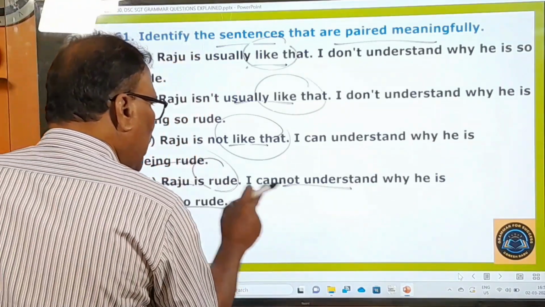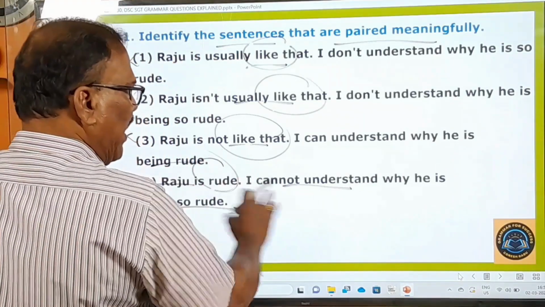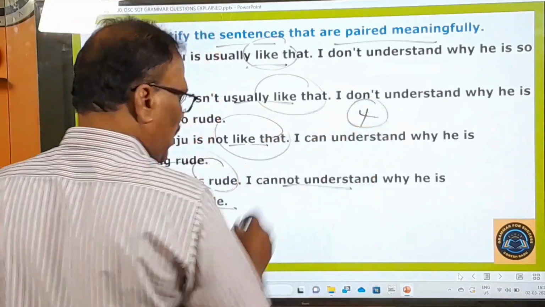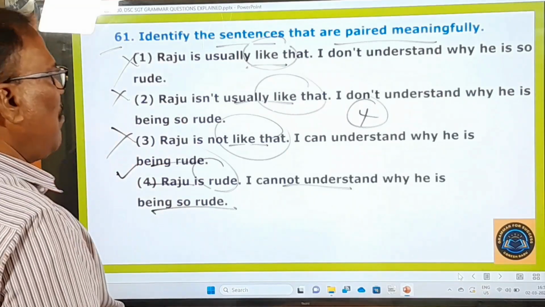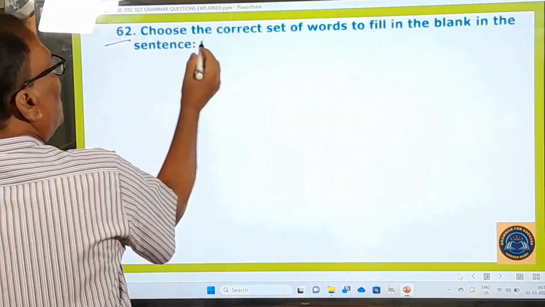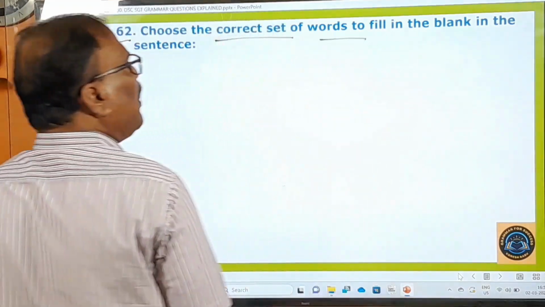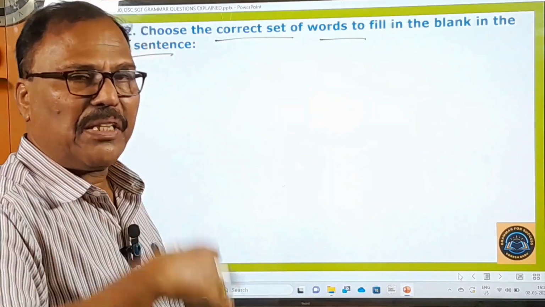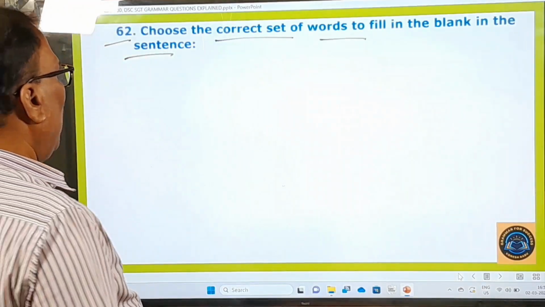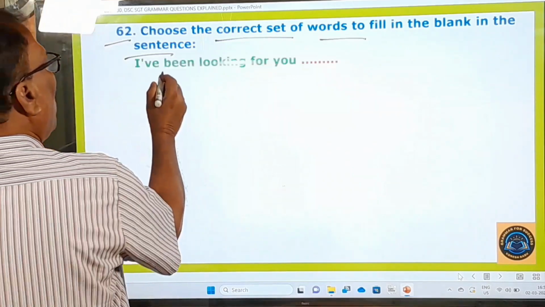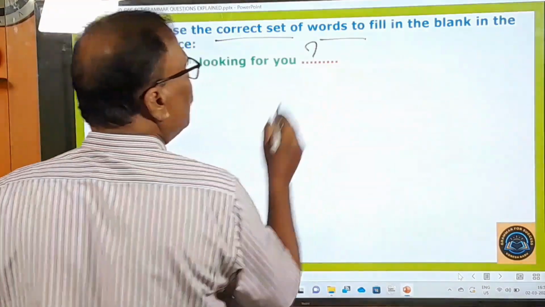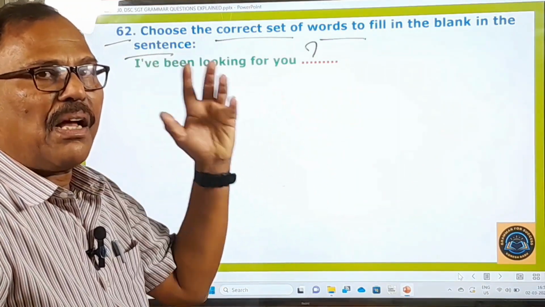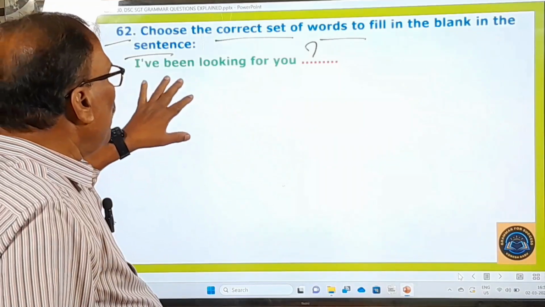Here these two statements are meaningfully paired or joined. So your answer is going to be the fourth one. All other options are wrong. And now let's move on to the next question. 62nd question. Choose the correct set of words to fill in the blank in the sentence. You have to choose the correct set of words to fill in the blanks that are given in the sentence. What is the sentence? I have been looking for you. Some blank is given. You have to choose the correct answer from the 4 options given below.